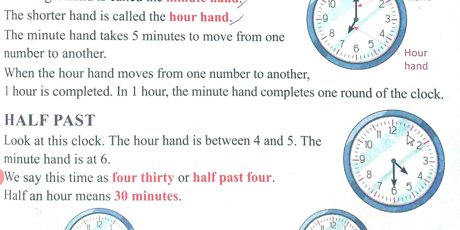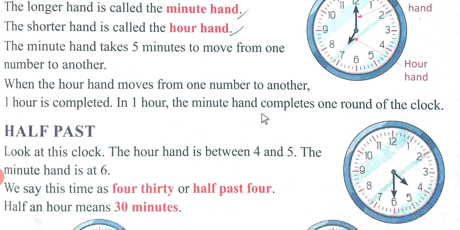I can tell you the table. 5 ones are 5, 5 twos are 10, 5 threes are 15, 5 fours are 20, 5 fives are 25, 5 sixes are 30. So when the longer hand, that is the minute hand, moves to 6, you will say it that way, and the smaller needle is on 4, the bigger needle is on 6. So that means this is called 4. Half past means 30. 4:30.